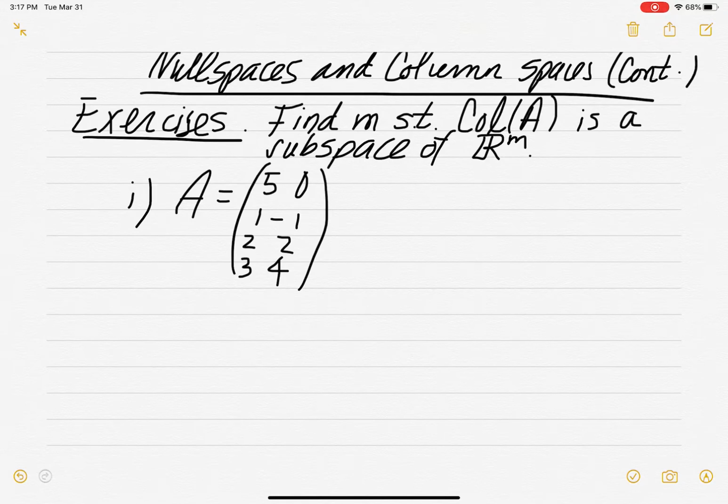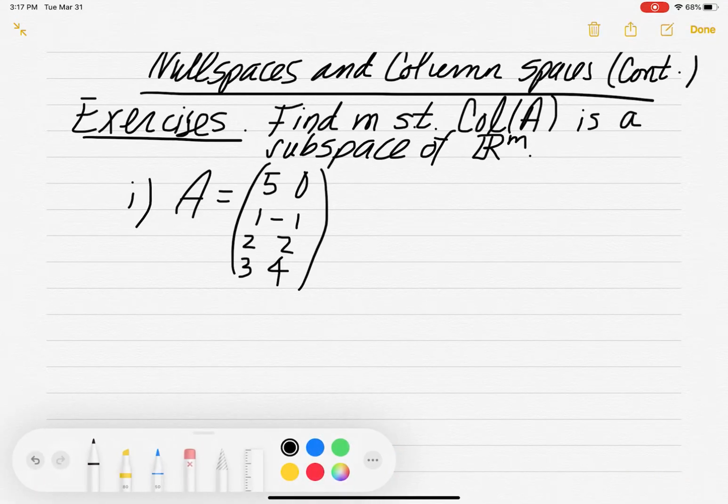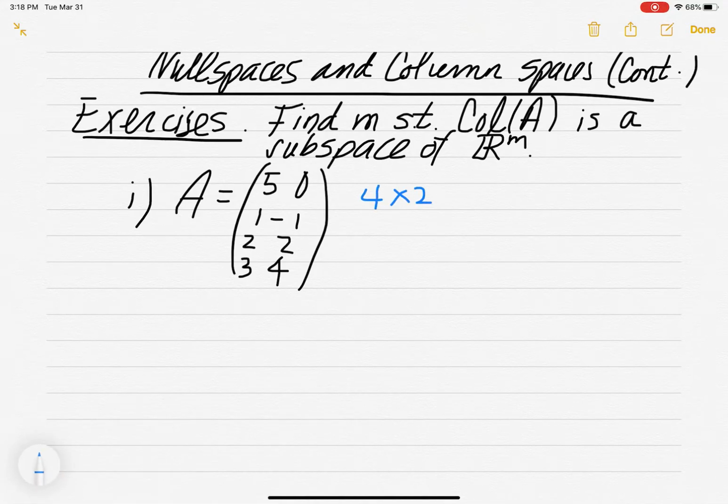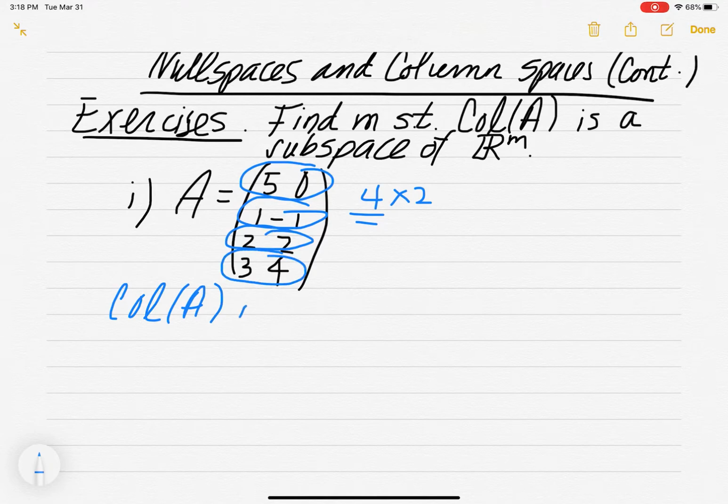So here our first exercise is to find m such that the column space of A is a subspace of Rm. Basically here we're just going to look at how many rows we have. This is a 4 by 2 matrix. So we're going to say here that the column space is a subspace of R4. You focus on your number of rows, actually.